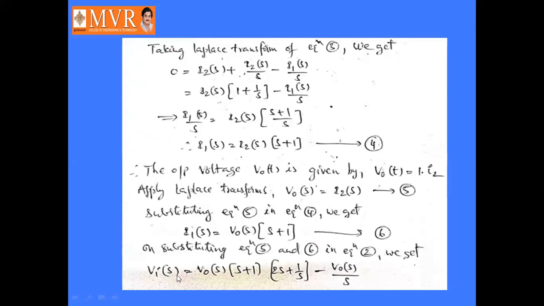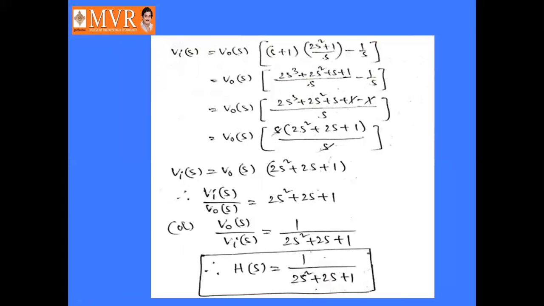So we will get Vi of S equal to V0 of S into S plus 1 into 2S plus 1 by S, minus V0 of S by S. Taking V0 of S as common, into S plus 1 into 2S plus 1 by S minus 1 by S, taking LCM as S, it becomes 2S cube plus 2S square plus S plus 1 by S minus 1 by S. So it becomes Vi of S equal to V0 of S into 2S square plus 2S plus 1.